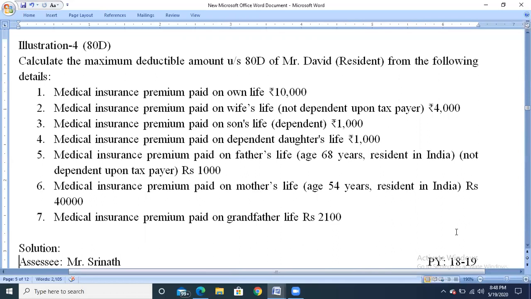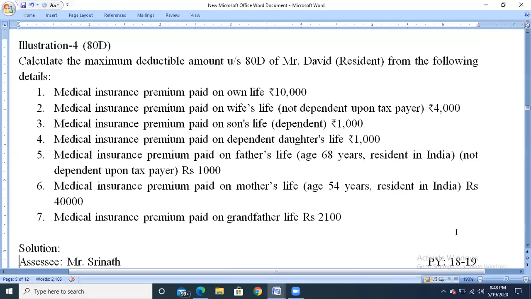What are they? It is medical insurance premium paid for the family members, and medical insurance premium paid for the parents. So if any family member is less than 60 years, up to 25,000 we can claim as exemption. Maximum amount is 25,000. And if any family member is more than 60 years, that is a senior citizen, then up to 50,000 we can claim as exemption.